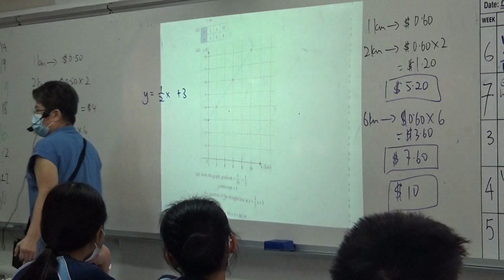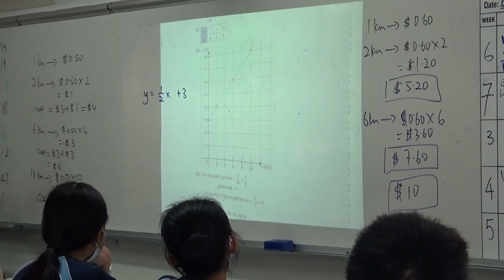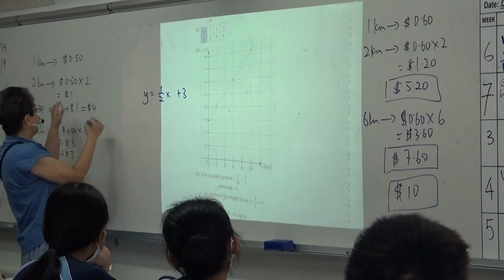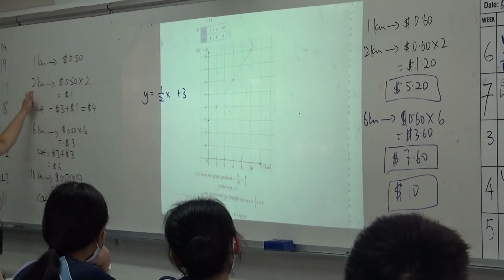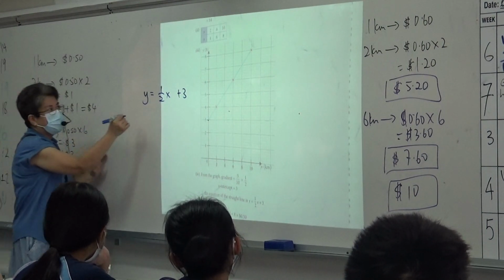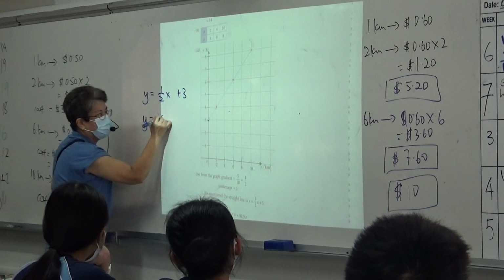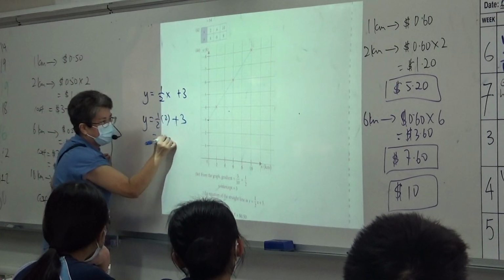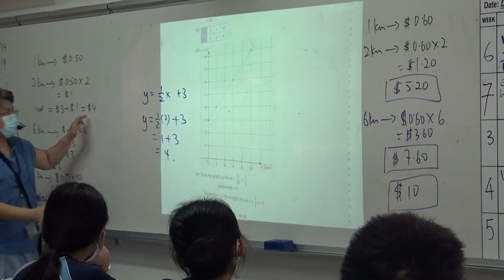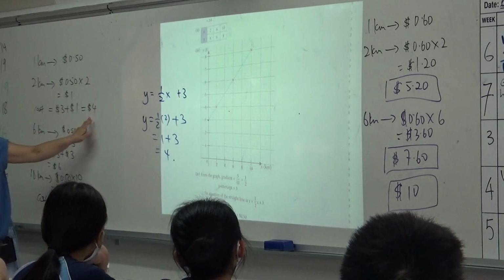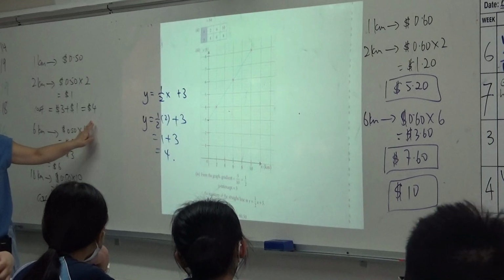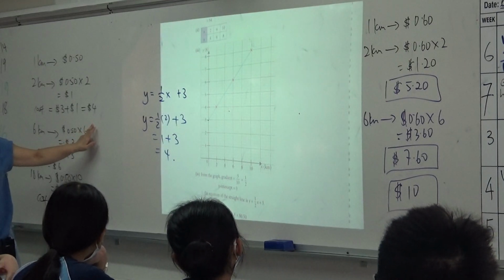All of you look up. Why is my equation like that? All of you look up. Because when my x is 2 kilometers, I plug in 2, is 1 plus 3. Can you see it's $4? My equation works. Everybody clear? Can or cannot? Can.